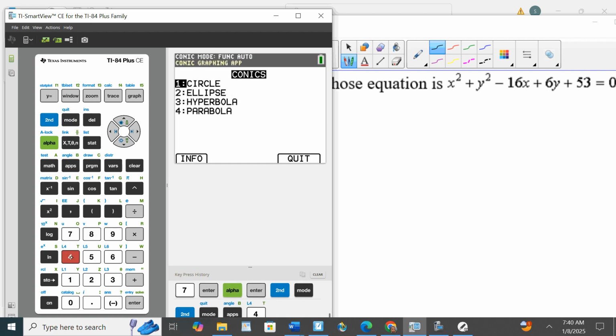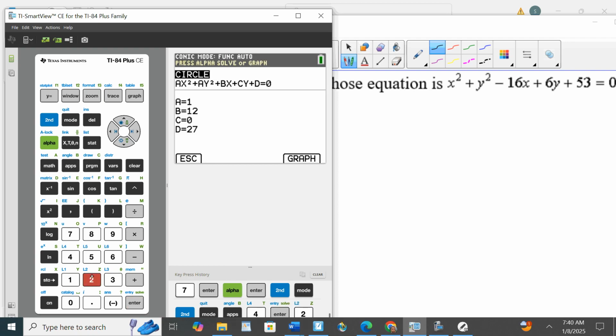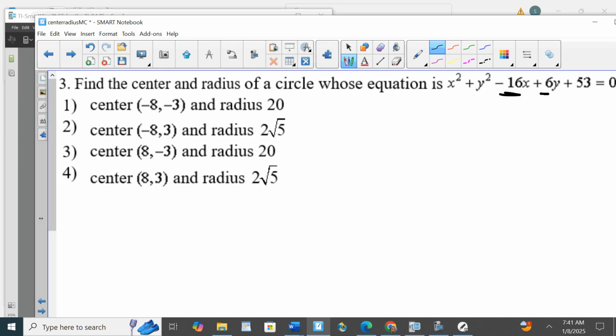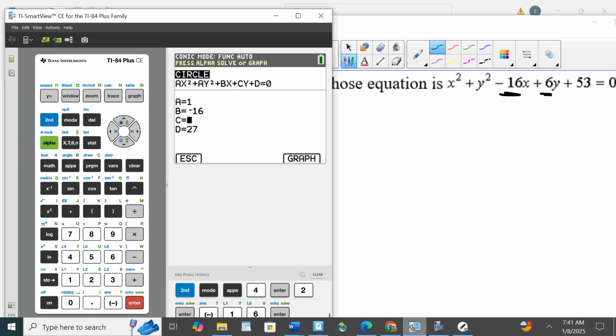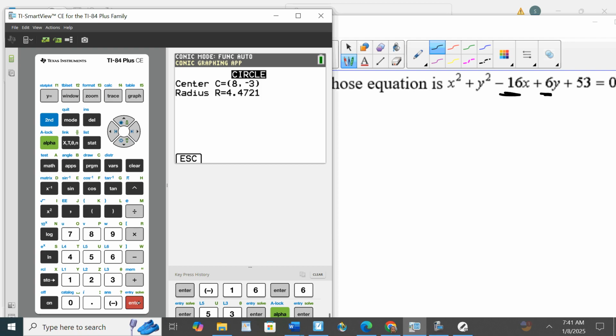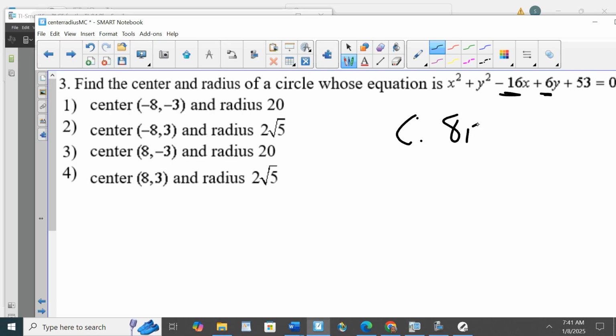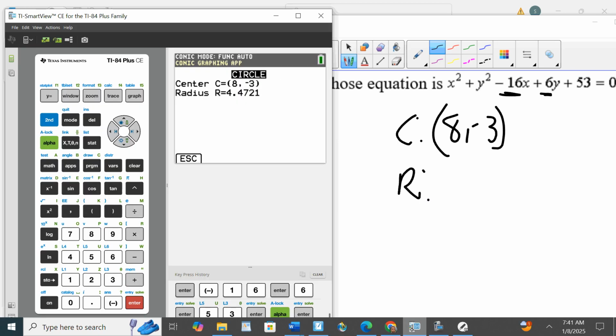apps, Conics, circle, option 2. A is always 1, B is what's in front of the x, B is negative 16, C is what's in front of the y, C is positive 6, coefficient of y. D is 53. It's equal to 0, so I'm not moving anything. Alpha, enter. I get center is 8, negative 3. And I get the radius is, it says 4.4721.